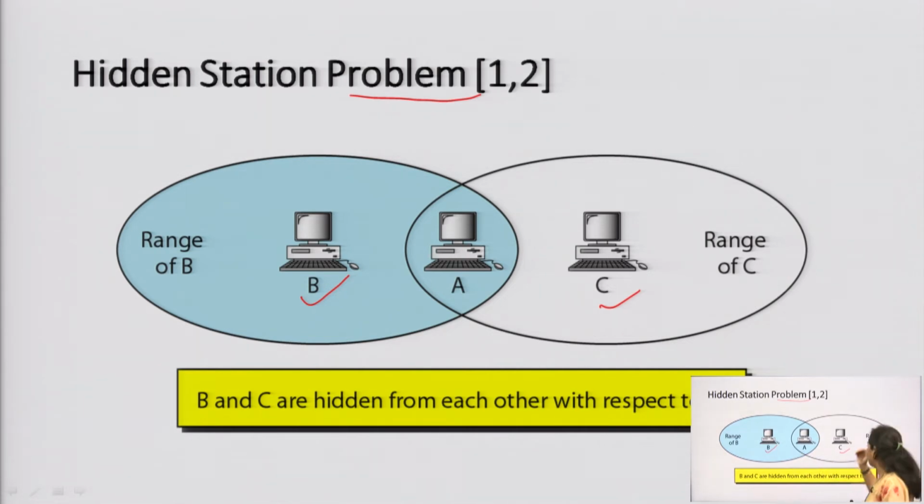So, this is the range of B, this is the range of C, which has been written over here. So, this is basically the hidden station problem shown over here. One system is hidden from another system, and they are hidden from each other with respect to system A. So, this is the hidden station problem.